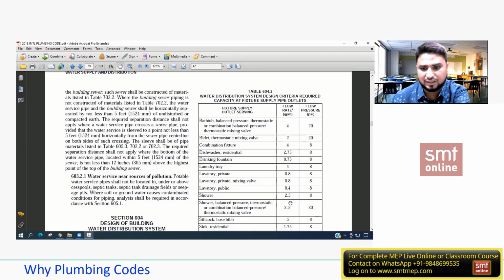How much is 1 US gallon in liters? Can anyone say? 3.75 liters? 3.785, exactly. That is in liters. So now you can imagine 3.785 times 2.5, which would be something near 8, 9, 10 liters, I guess.